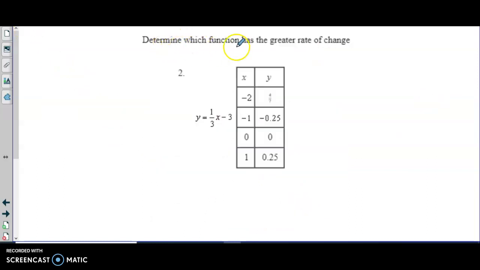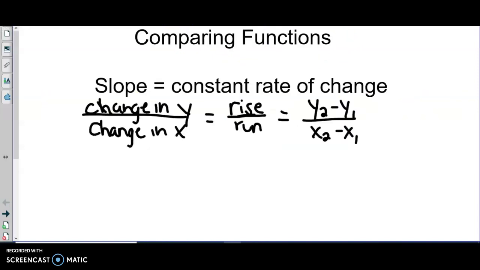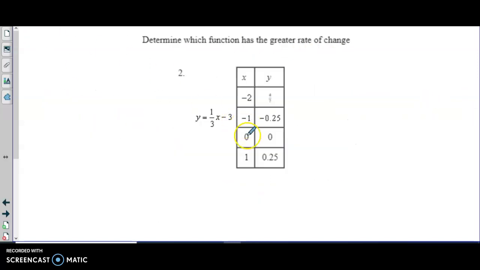Okay, determine which function has the greater rate of change. Oh, and I forgot to mention on this first slide that you can also pick slope out of the equation y equals mx plus b. If you have an equation written in slope-intercept form, then m, or the coefficient with x, is your slope. So let's look at that. Since this equation is written in slope-intercept form, the number attached to x, or the coefficient with x, is your slope. So the rate of change here is 1/3.